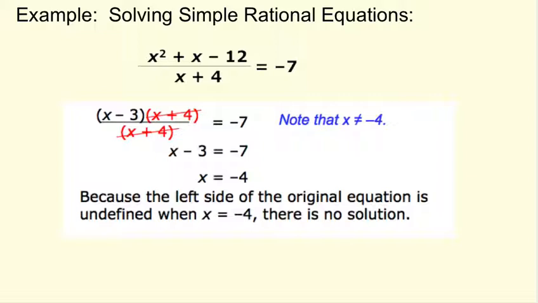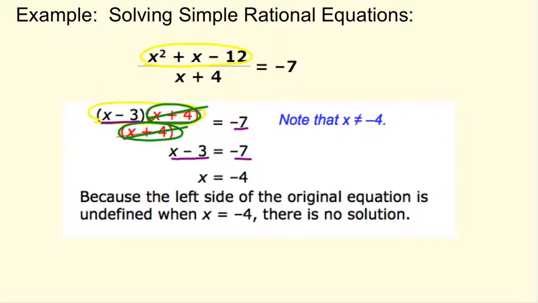The first thing we want to do is factor this numerator. This is a trinomial, so we're going to use the t-chart. So in factored form, what are the factors of negative 12 that add to 1? That's negative 3 and 4. Now we look for the common factor. There's a common factor with a numerator and denominator, so those cancel. So you're left with x minus 3 equals negative 7.